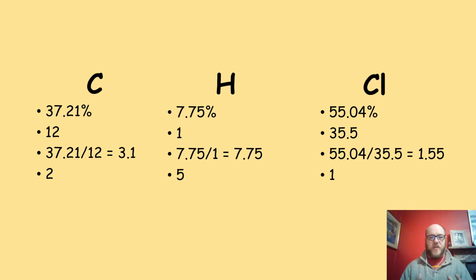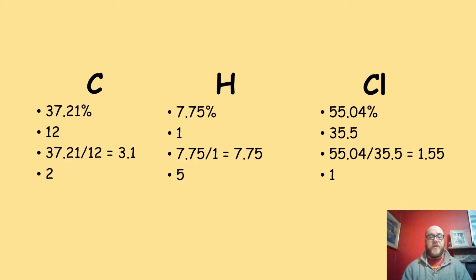Okay, so in this example, we're given a lot of elements and a whole bunch of different percentages, and it looks really confusing, but you do exactly the same thing. And if you struggled with either of these two, then go back and watch my previous video, CC9a, where I teach you exactly how to do this. So we start with our carbon. It tells us we have 37.21% carbon. The relative atomic mass of carbon is 12, so we do 37.21 divided by 12, which gives us 3.1.